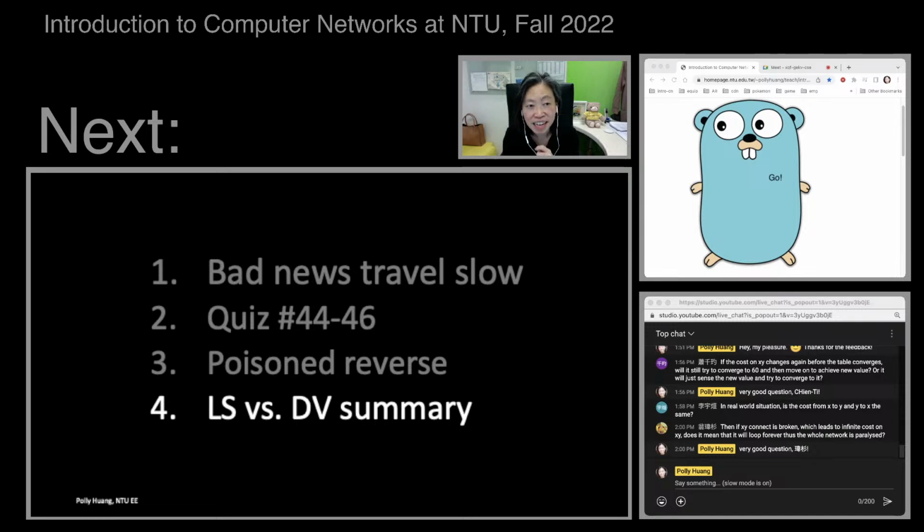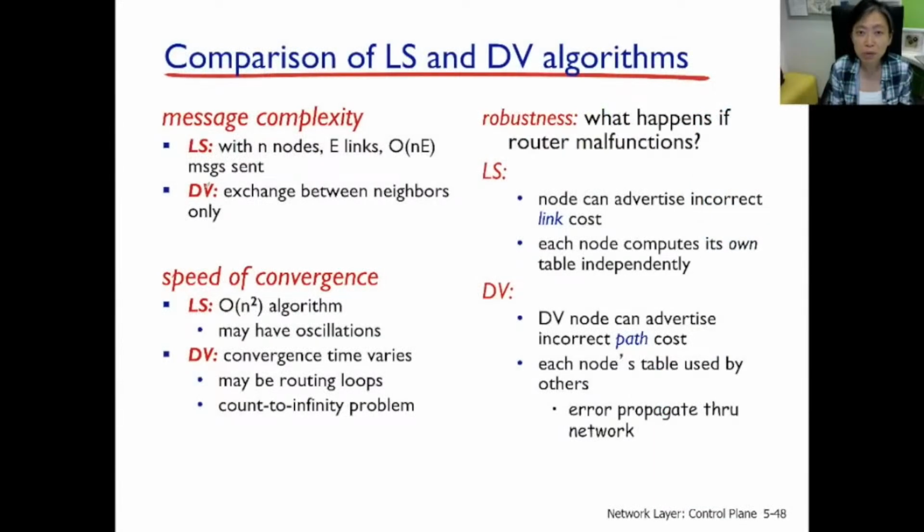So this very last video is just to do a complete comparison between link state and distance vector. Now with both routing algorithms introduced, let's compare the 2 algorithms. LS here stands for link state. DV is the distance vector. Let's compare the message complexity first.